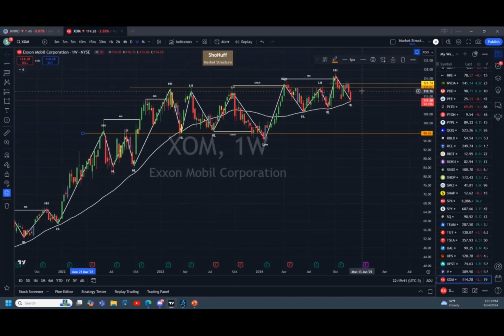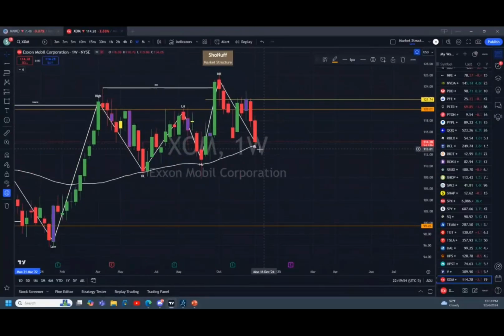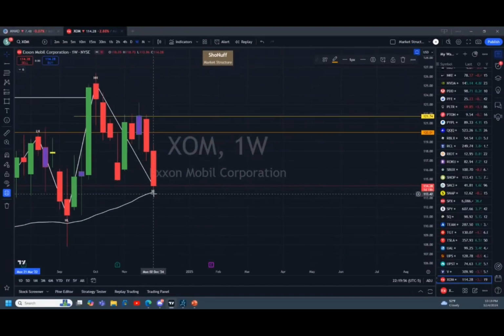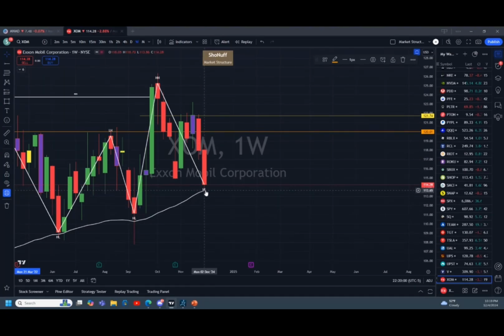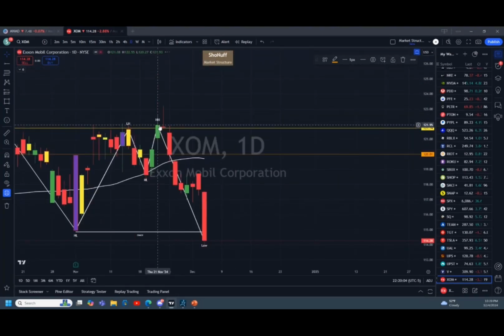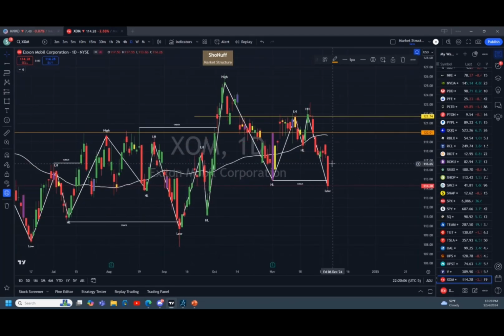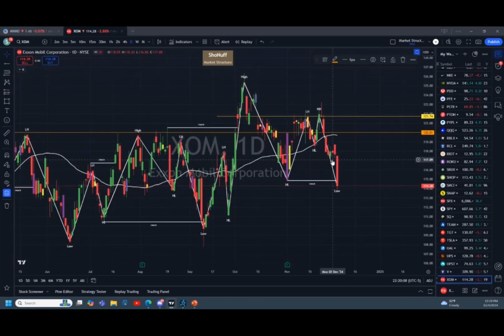Because now it looks like it's back in that range that it was in for almost 2 years. Yeah, it's breaking through. Now, if price comes down here and starts bouncing at this 50 moving average on the weekly, it has to show me a bullish reversal on the lower time frames. And right now, I'm not seeing that.